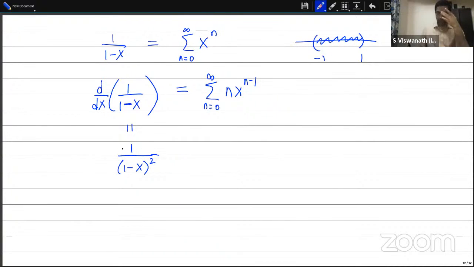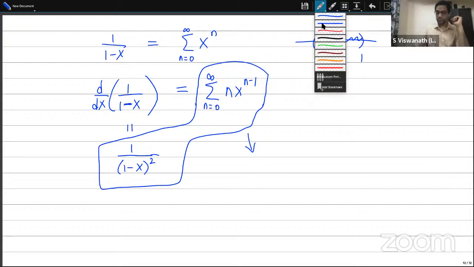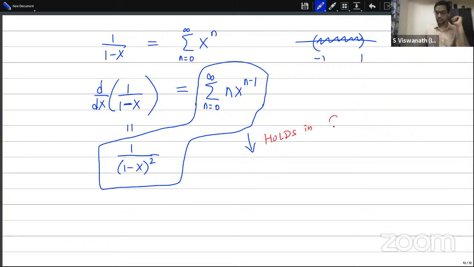Now the claim is that, actually, the same thing is true in the power series ring. So I claim that this, in the formal power series ring, summation n x to the n minus 1 turns out to be exactly the same as 1 over 1 minus x the whole square. Okay, what does that mean? So I claim this holds in this formal power series ring.